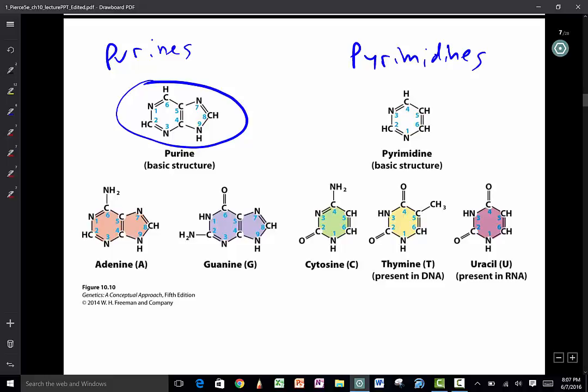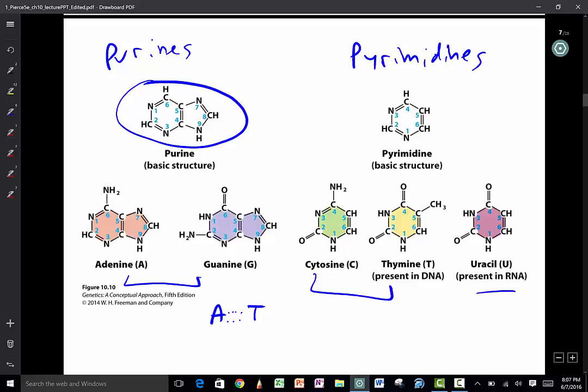A and G are the purines in DNA, and C and T are the pyrimidines in DNA, and uracil is the pyrimidine in RNA. So you need to know that. You need to know that A and G are purines, and you need to know that they have a double ring structure.